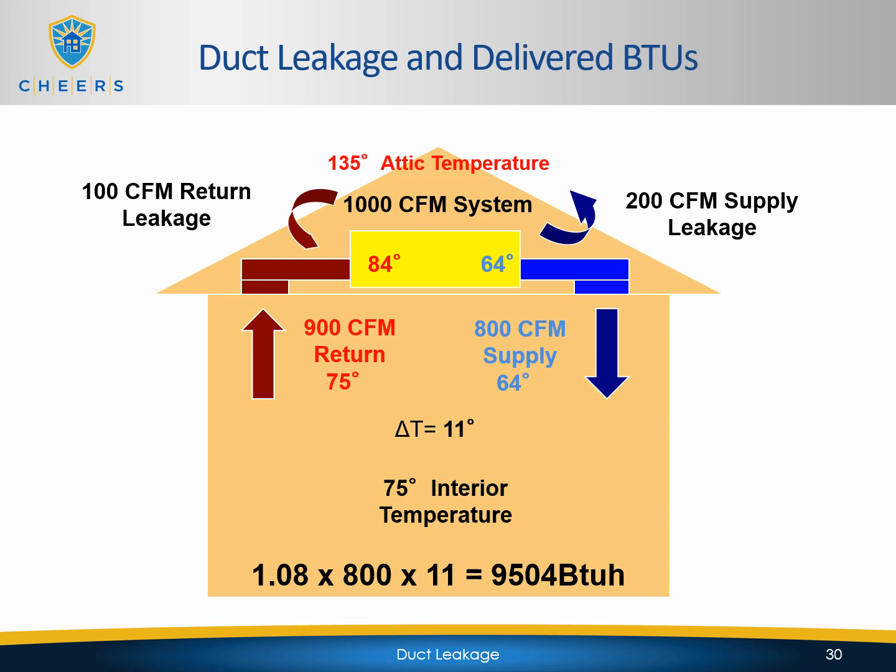we're going to plug in those numbers into the formula. So you still have 1.08 times 800, because those are the supply CFMs. So you still have a 1,000 CFM system that's leaking 200 CFMs into the attic. That means you're only supplying 800 into the house. So you have 800 supply CFM times the delta T, which is staying the same because the temperatures haven't changed. So with a delta T of 11 degrees, the delivered BTUs in this particular scenario are 9,504 BTUs.